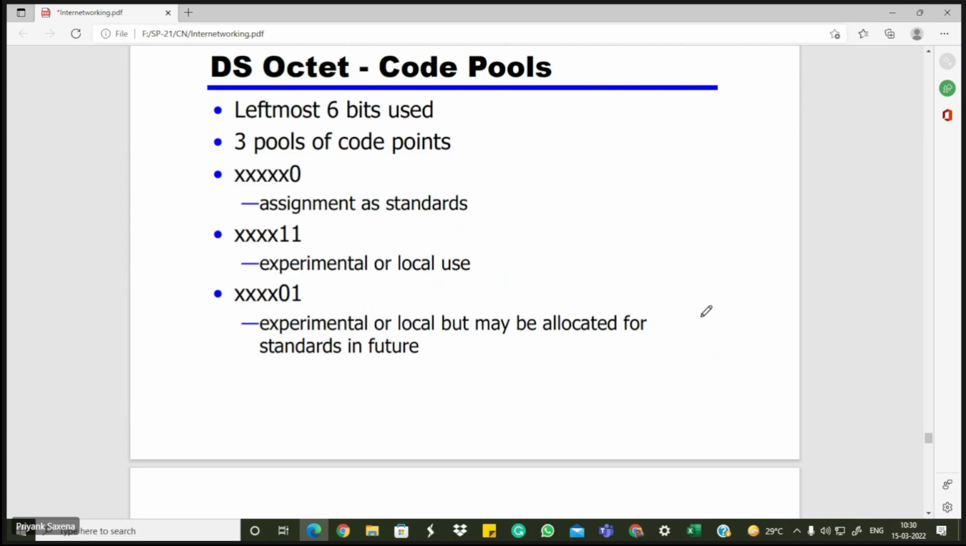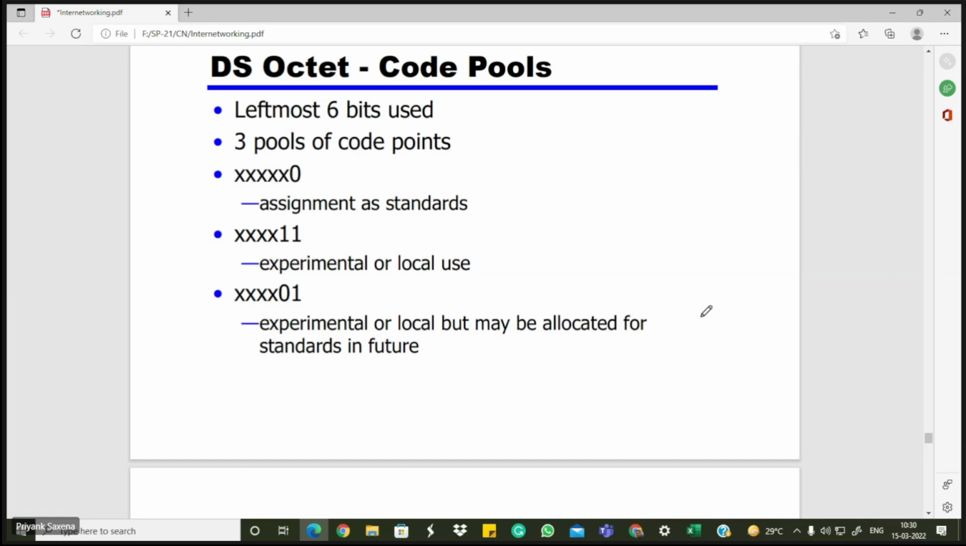DS octet. The packets are labeled for service handling by means of the DS octet, which is placed in the type of service field of an IPv4 and the traffic class field of IPv6, right? So the leftmost 6 bits form a DS code point.